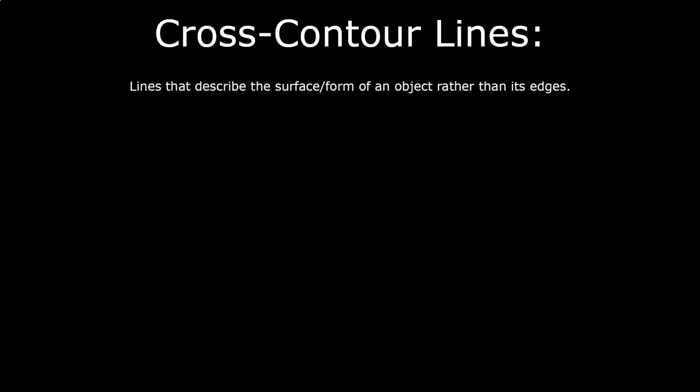Today we're going to explore the third type of line that I promised we would get to, which is cross-contour lines. These are lines that describe the surface form of an object rather than its edges, so the three-dimensional volume of the surface form. I'm going to show you a series of images here to explain what I mean.